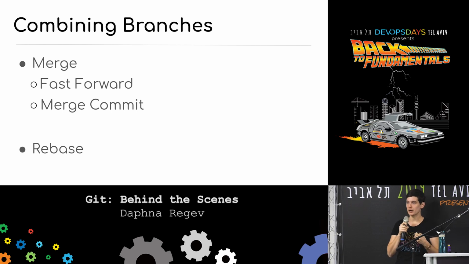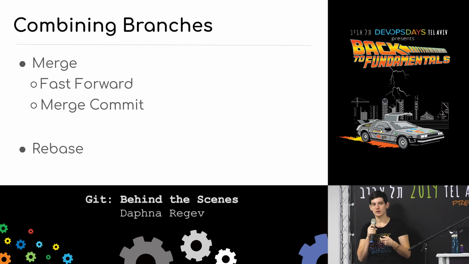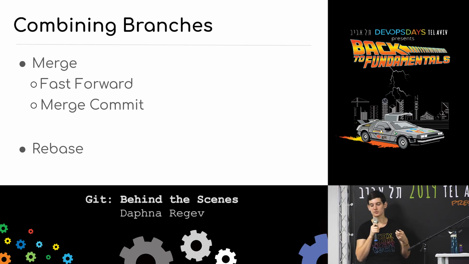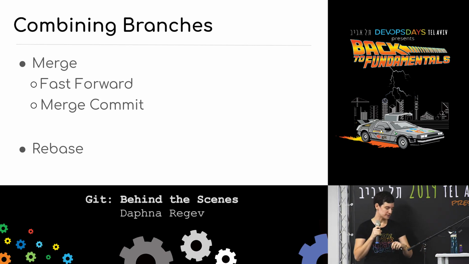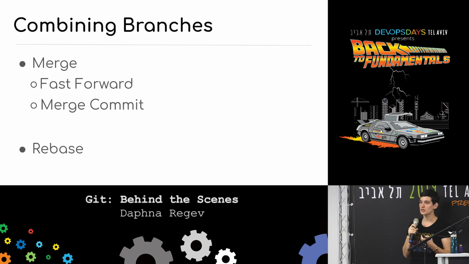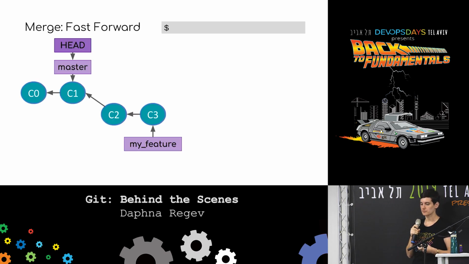Now that we've created branches, we at some point will want to merge them back to bring all of our nice new work into master. So there are two ways in Git to combine our branches. We have merge and we have rebase. And with merge, again, there are two ways. We have the fast forward and we have the merge commit.